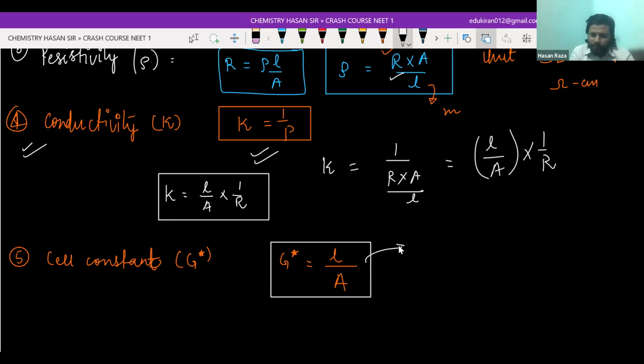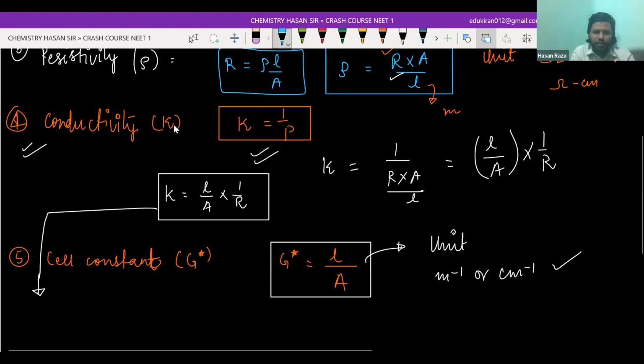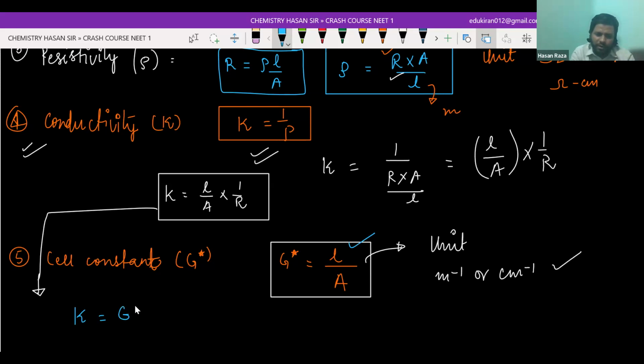And here you can see this G star will have a unit. If you take the length in meter and area in meter square, you will get per meter, or if you want to take it in centimeter, it will be per centimeter. Now I'm going to modify this formula. As you can see, there is kappa, and here it is L by A. L by A is what? Basically, this is the cell constant G star.